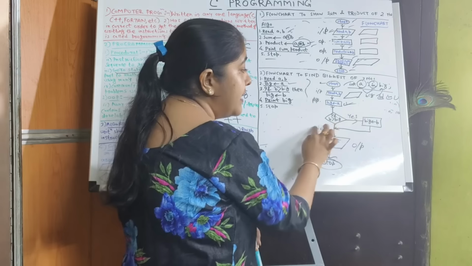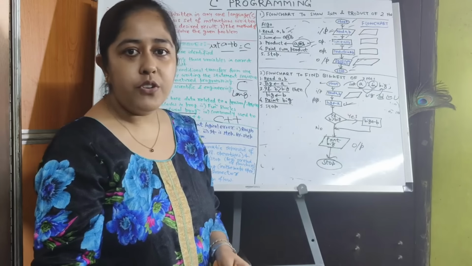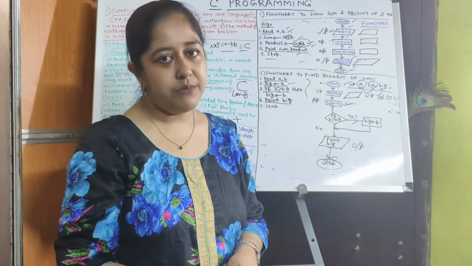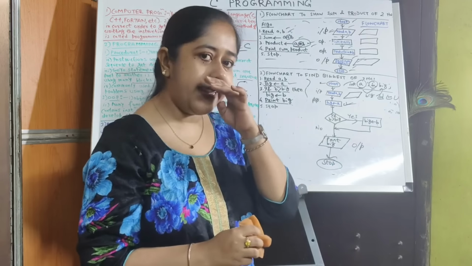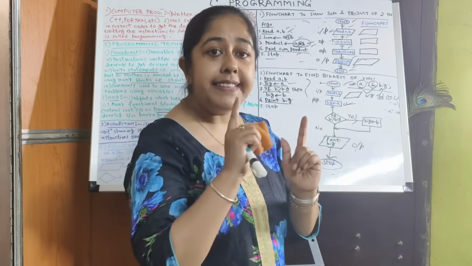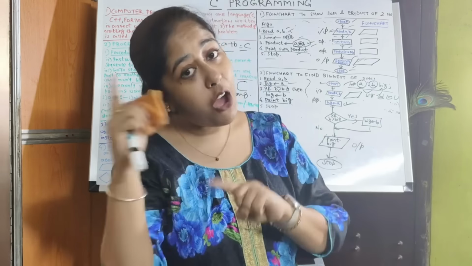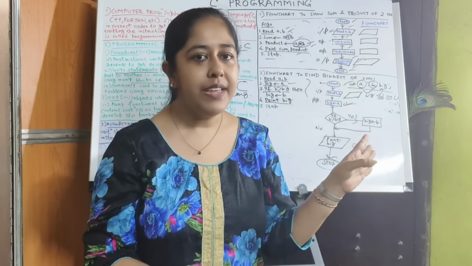So seeing these branches is very important. Which one will have which value is very important. So here is how we write the flowchart from the algorithm. Now from the algorithm and flowchart, how you will write the program, we will do in the next class.